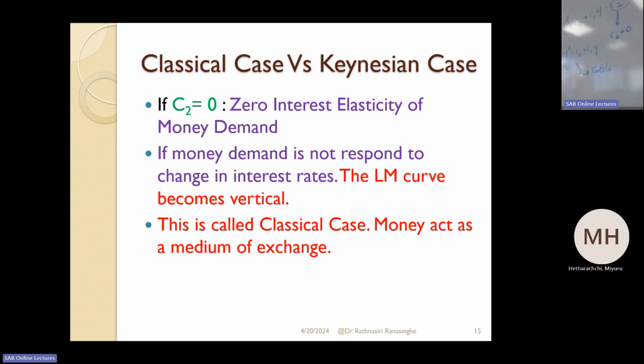This is basically coming from the classical ideas. Money has no role to play in the economy other than acting as a medium of exchange. That means most of the real problems in the economy can be answered without money. That is the main argument coming from the classical economists: money is not important in determining output. So this is the C2 equals 0 case, zero interest elasticity of money demand.